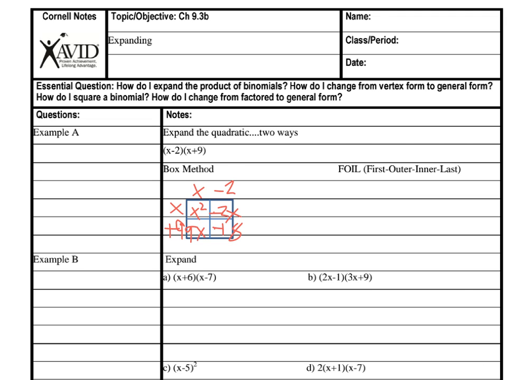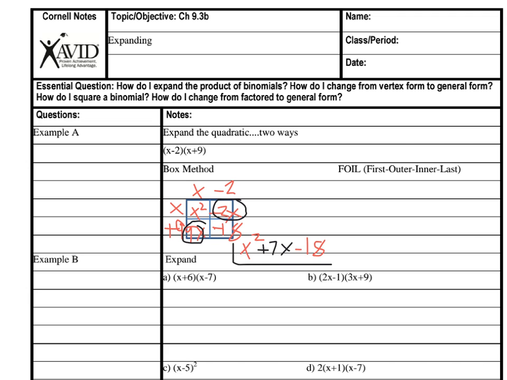And then I combine like terms. So 9x and negative 2x. Write out what we have. x squared and then plus 7x, because that's what we get when we do 9x plus negative 2x. And then we still have the minus 18.